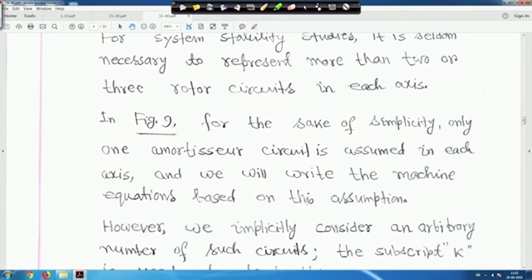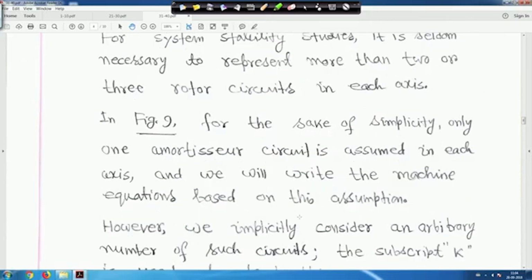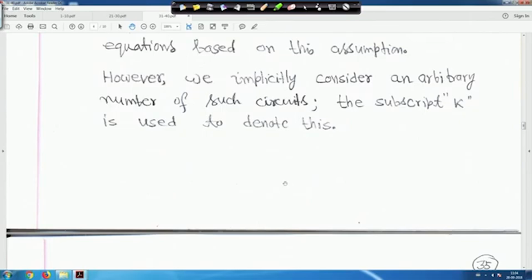Then our analysis will be slightly simpler, otherwise things will unnecessarily become complicated. Because the synchronous machine itself, later you will find, is very complicated, particularly those equations and small perturbation equations, because huge mathematical developments are there. So that's why we will take only one each, but in general we will represent IKD or IKQ. However, we implicitly consider an arbitrary number of such circuits, and the subscript k is used to denote this, right? So this is the subscript k we have used, that is IKD, IKQ.